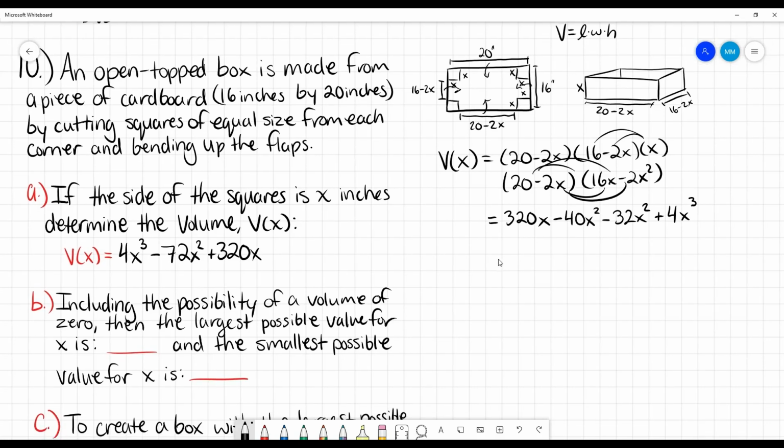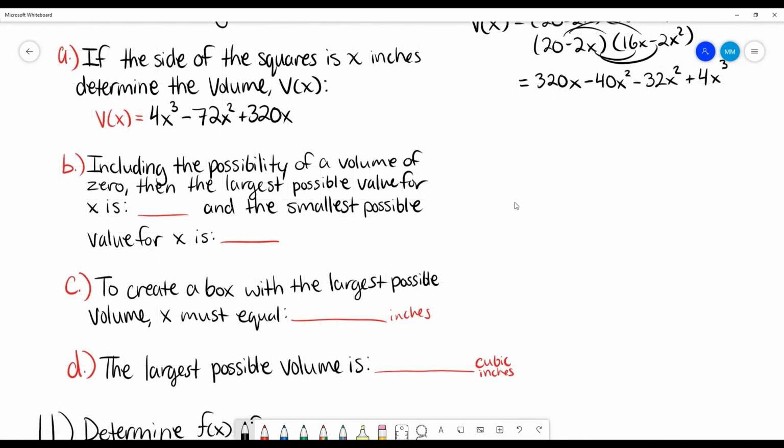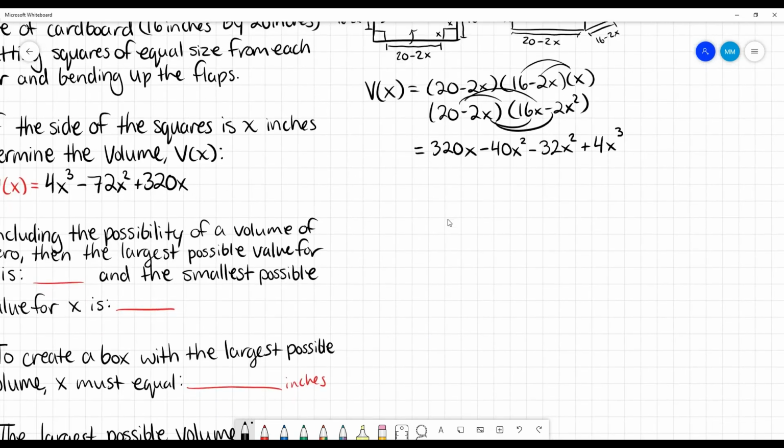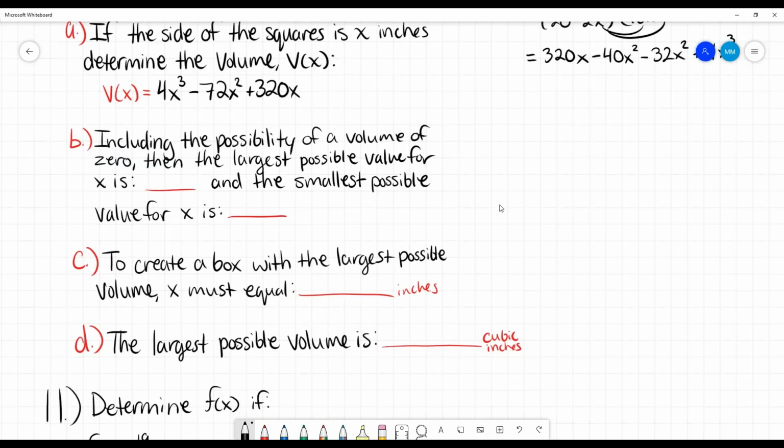Okay. Now, what we're going to look for is the largest possible volume. So we want to figure out what x value makes our volume the largest. At what point is it at its maximum, which we know how to find using the derivative and figuring out our extreme values, which is exactly what we're going to do. But first, they ask, if we include the possibility of a volume of 0, then we want to know the largest possible value for x and the smallest possible value for x.